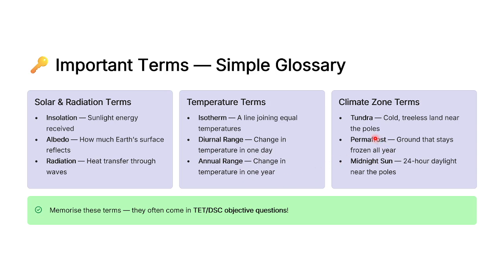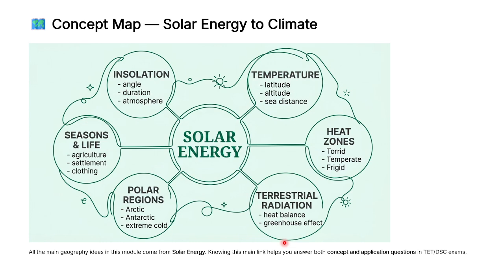Okay. Then climate zone terms: tundra, permafrost, midnight sun. Tundra is cold, treeless land near the poles, whereas permafrost is ground that stays frozen all year. Then midnight sun is 24 hours of sunlight near the poles. So memorize these things, that will help you get more marks.